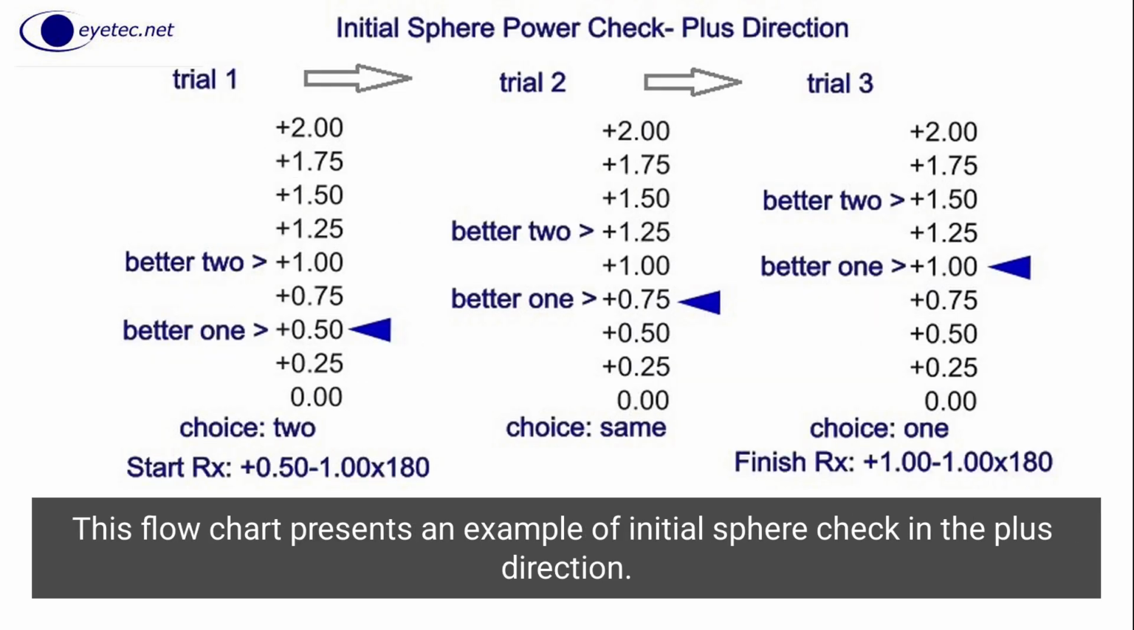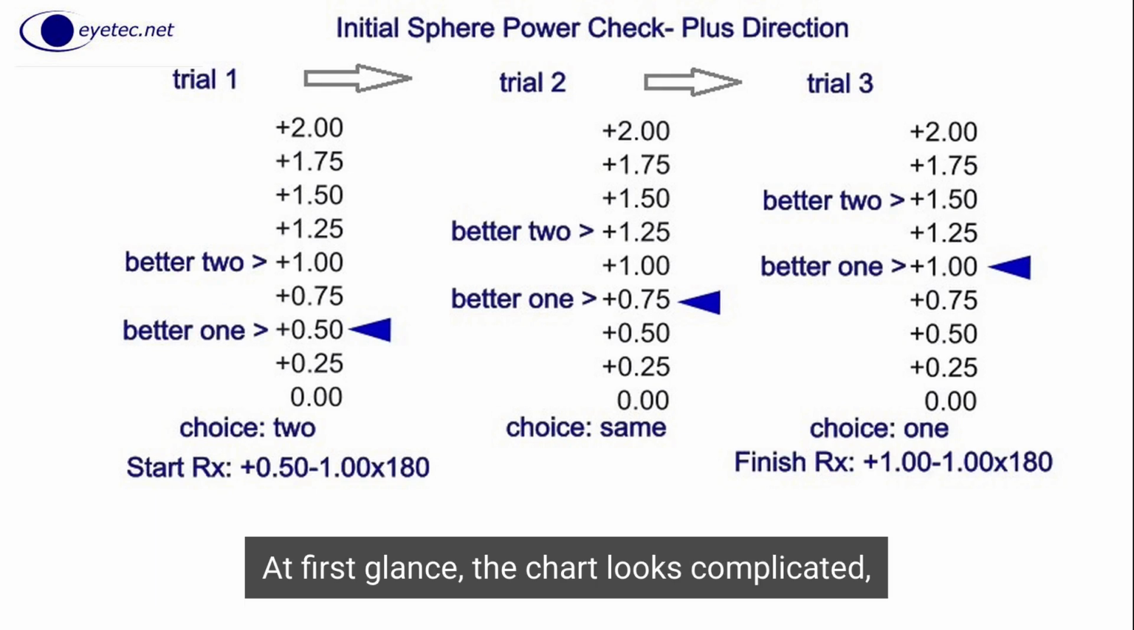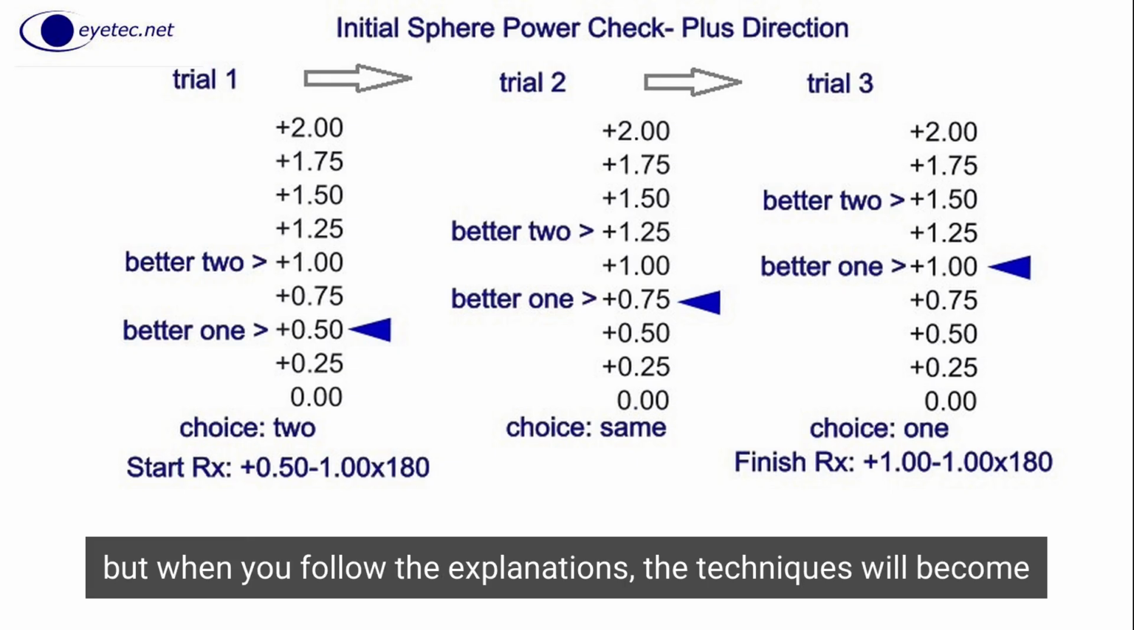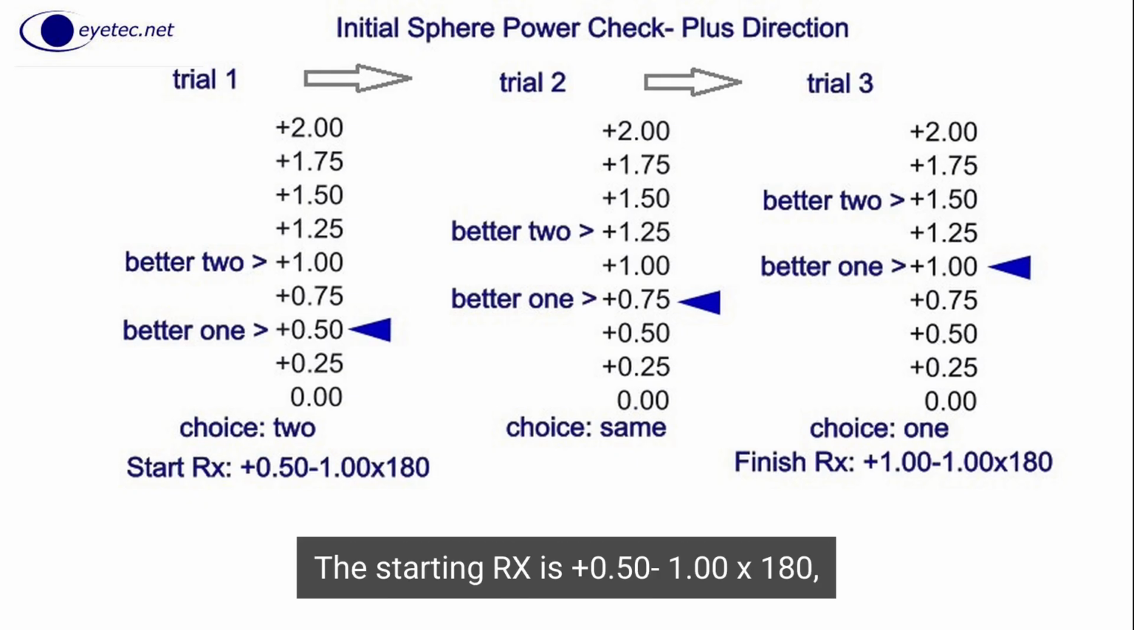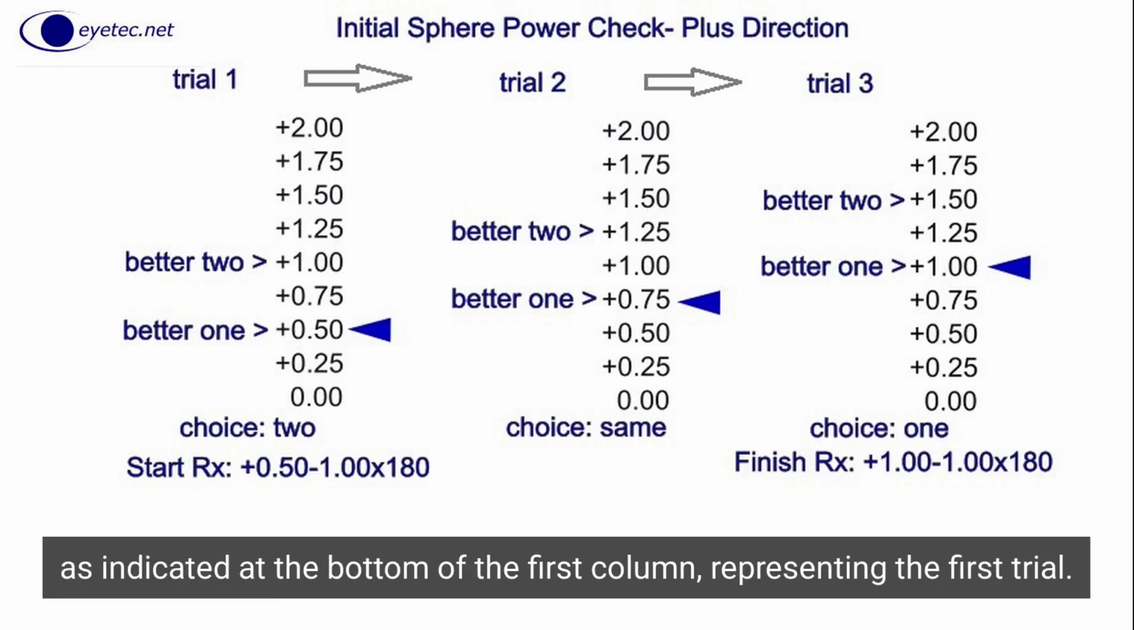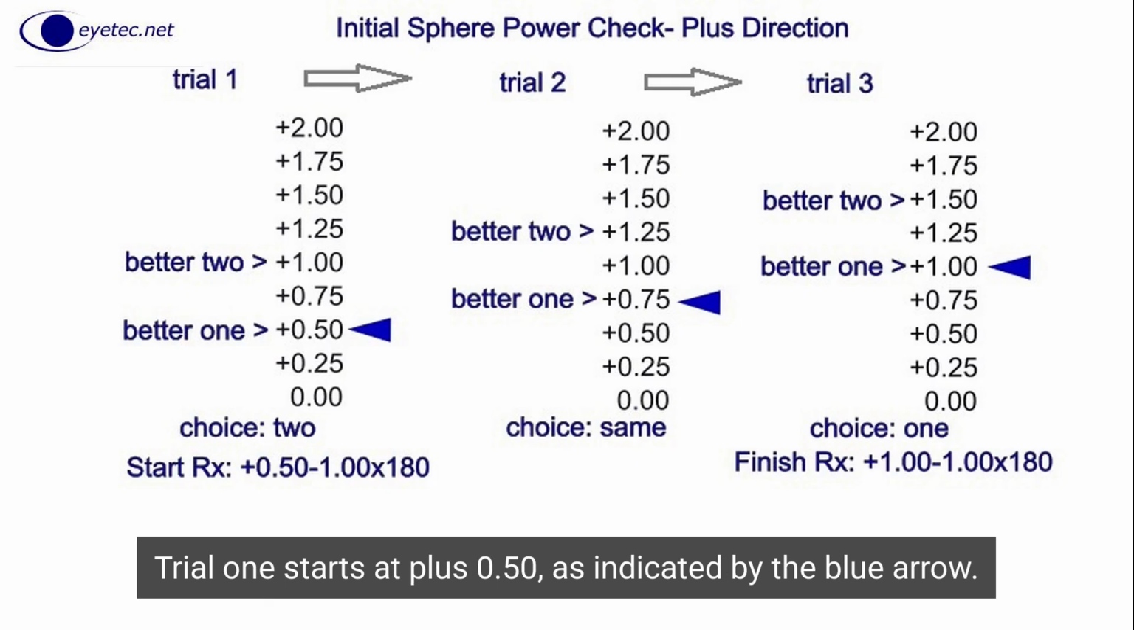This flowchart presents an example of an initial sphere check in the plus direction. At first glance, the chart looks complicated, but when you follow the explanations, the techniques will become more clear. There are 3 trials in this example, flowing from left to right on the chart. The starting Rx is plus .50 -1 at axis 180, as indicated at the bottom of the first column, representing the first trial.